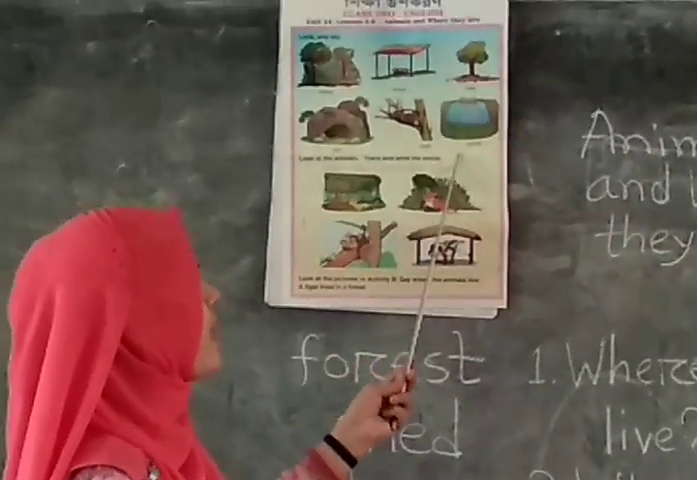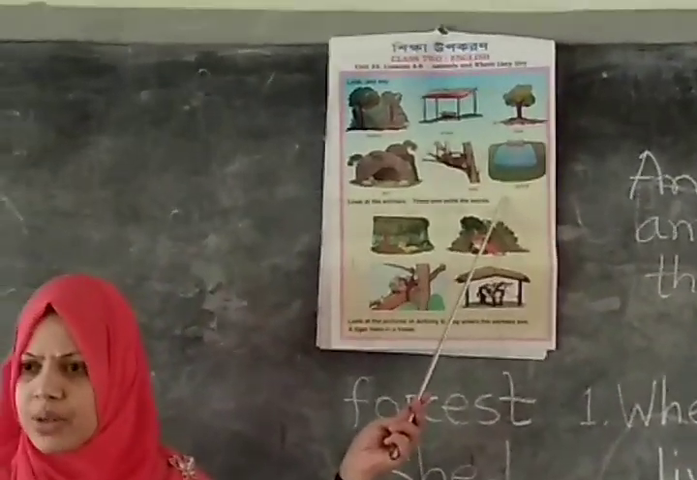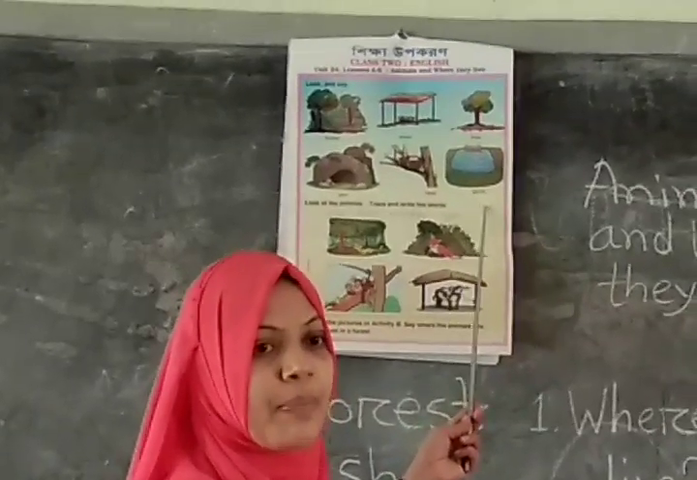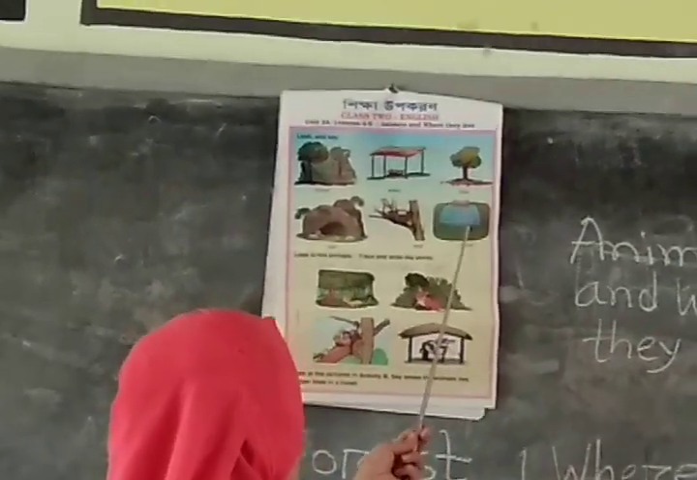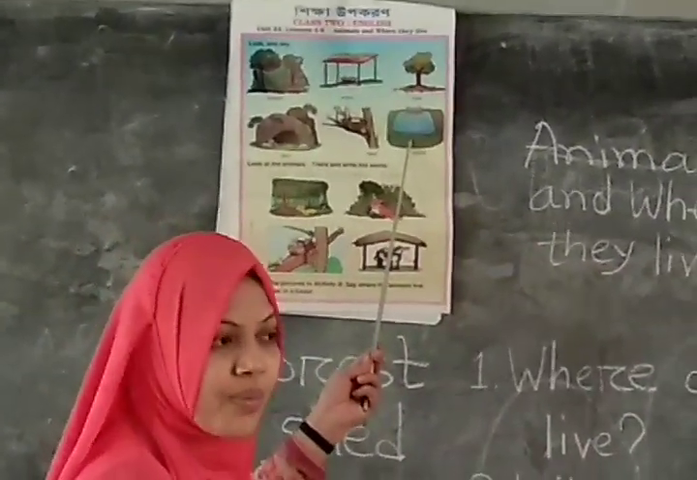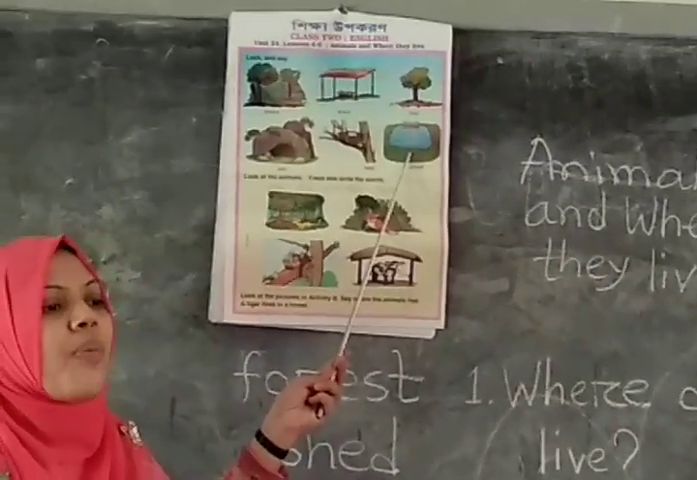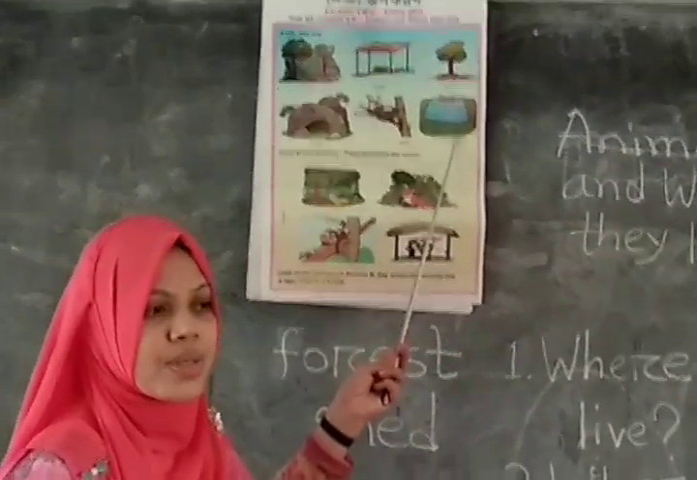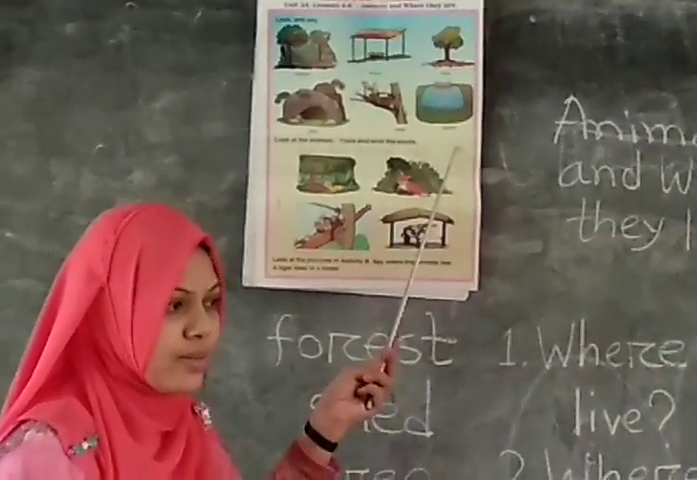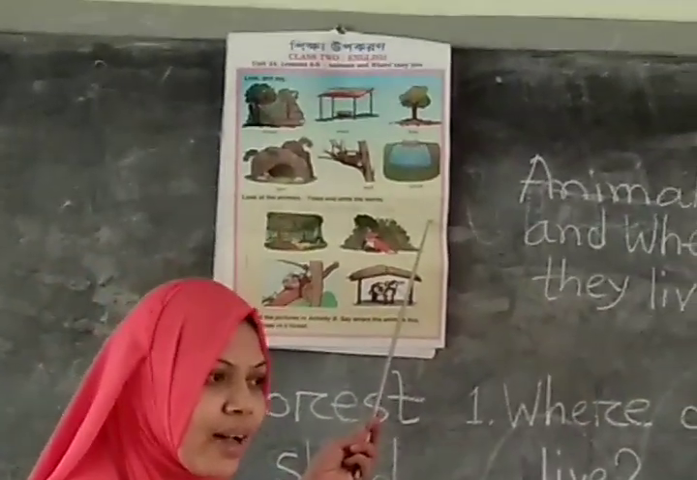Okay, look at the next picture. What is the picture about? Do you know? Okay, the picture is about pond. Say with me. Pond. Fish live in the pond.